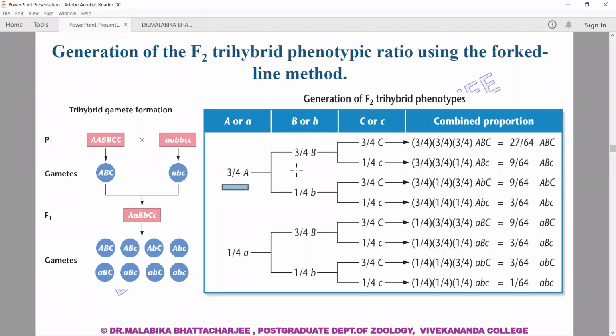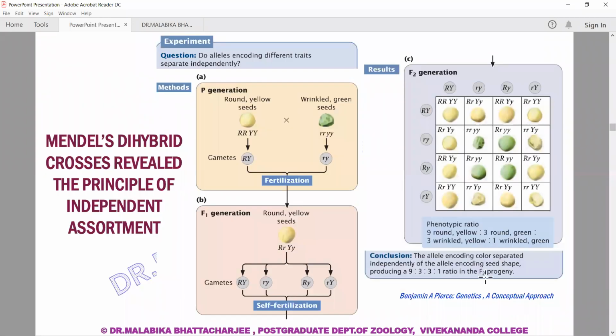So let us look at the first case. 3/4 into 3/4 into 3/4, 27/64, capital A, capital B, capital C. So this is how, instead of going through the individual crosses in a checkerboard pattern, which becomes difficult when you deal with more than 2 characters. Then it becomes very difficult to calculate the phenotypic or genotypic expression in this checkerboard pattern.